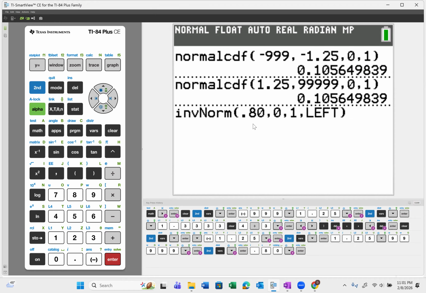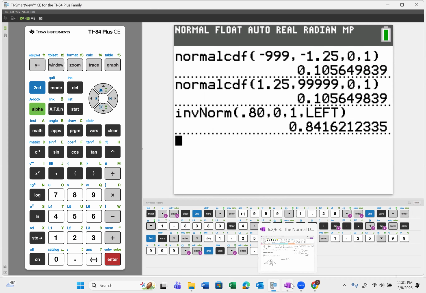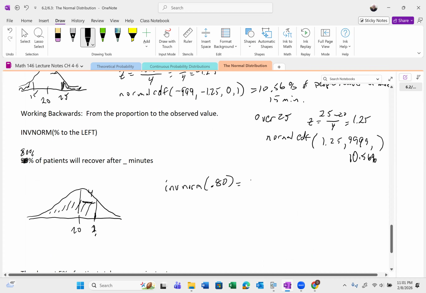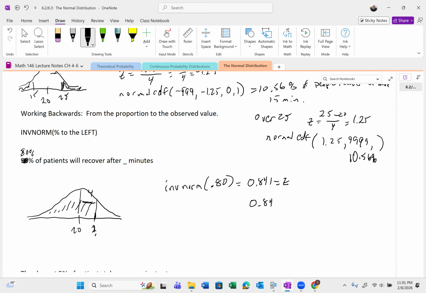If it doesn't have that, it always assumes left. If you don't have that left, right, center option, it's always going to assume left. So I want to put in the 80%, and it's giving me here a z-score of 0.841. So I know that the distance out there that I have to go is 0.841, and that's my z. But I know that z is the observation minus the mean divided by the standard deviation.